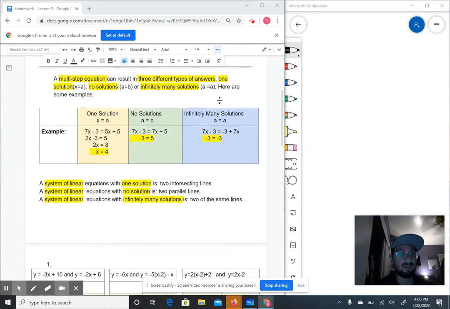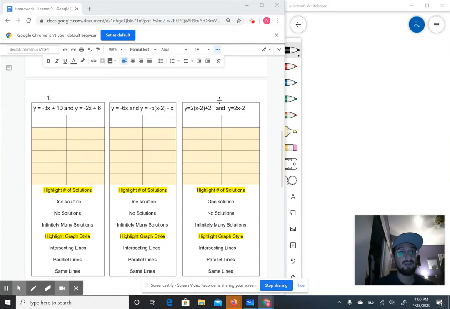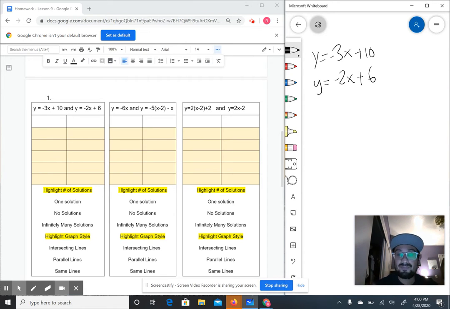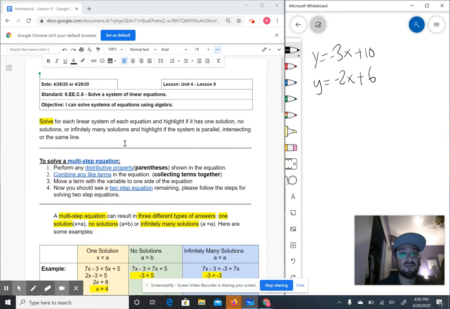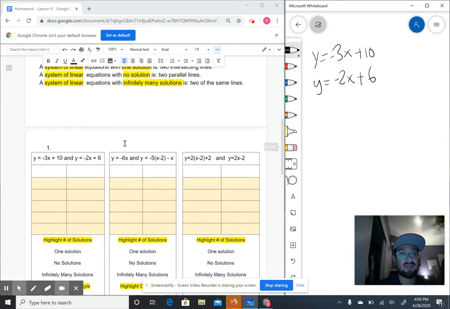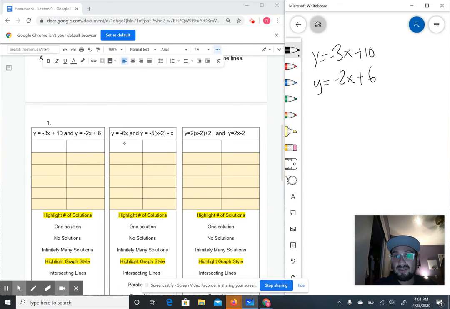Okay, let's go over it. So now let's go over the first one. So y equals negative 3x plus 10, y equals negative 2x plus 6. So remember, these are two lines, and we're looking for the solution between these two lines. And we want to solve each linear system of equations. The way that you solve it is you're always going to set y equal to y, because you want to know where they cross.